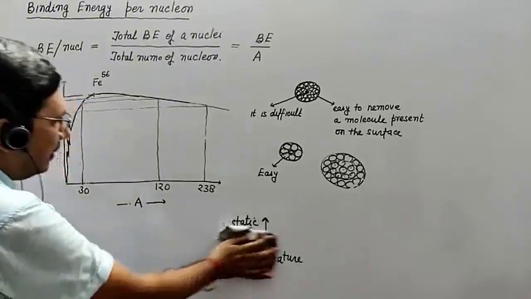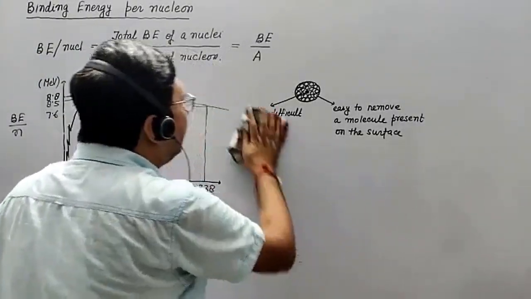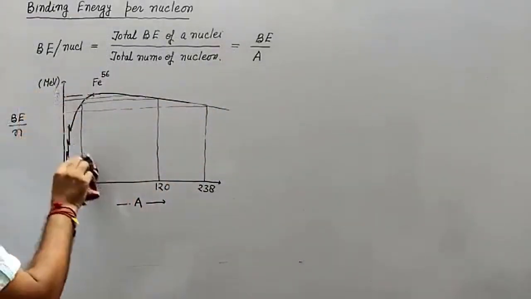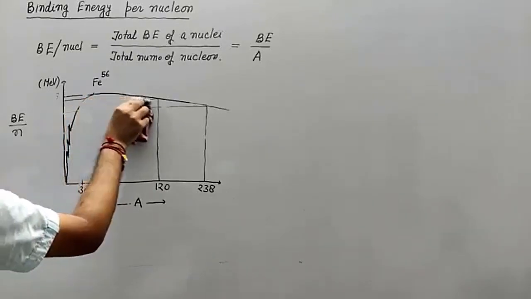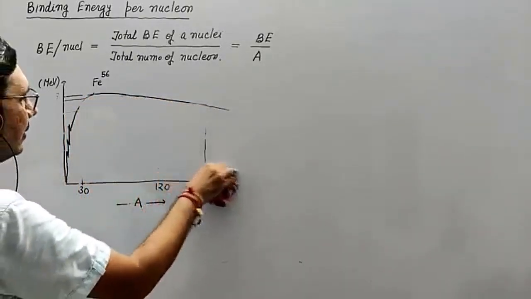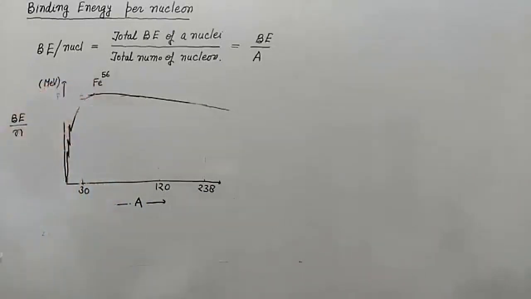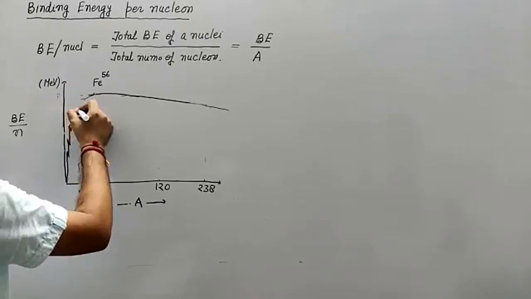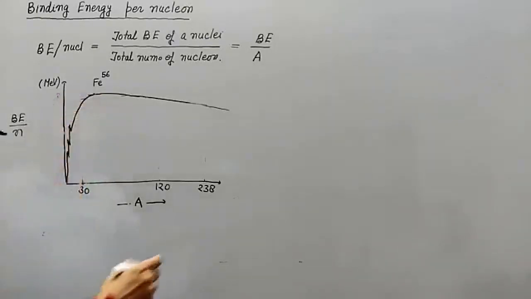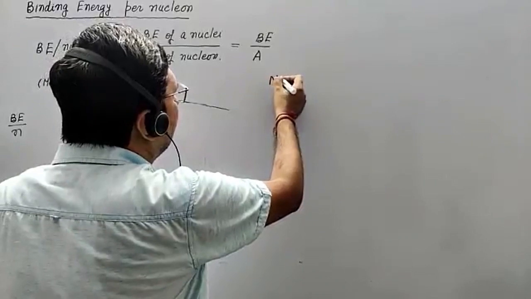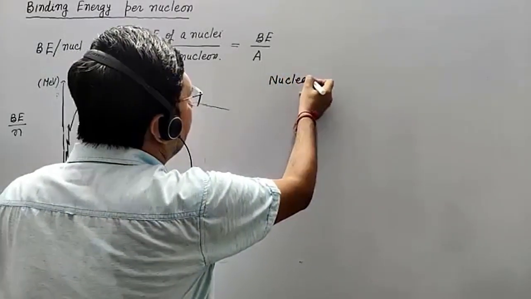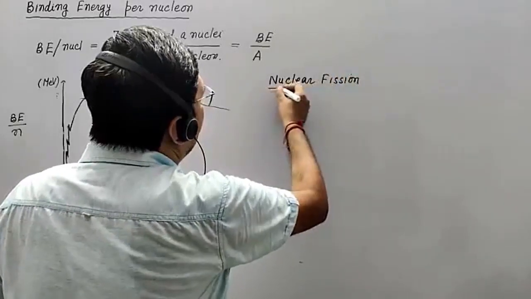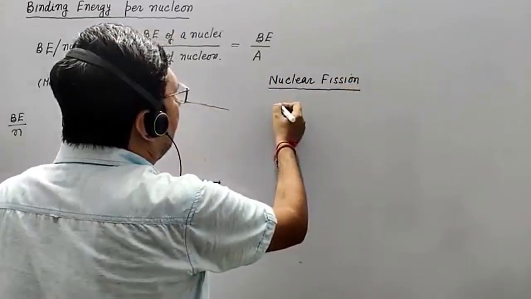Now, on the basis of this graph, we can also explain nuclear fission as well as nuclear fusion. What is the meaning of nuclear fission? Nuclear fission means an unstable nuclei having large A value.